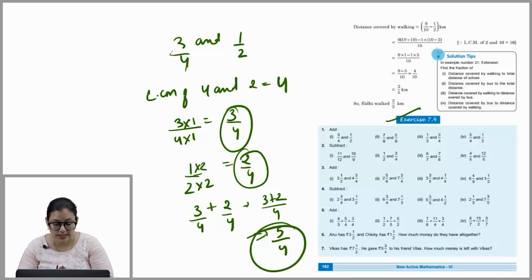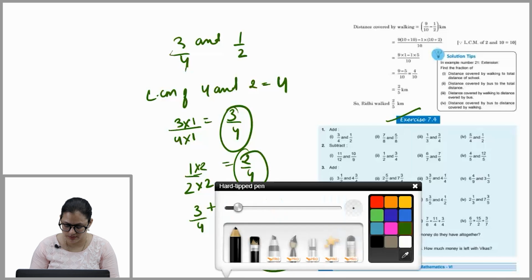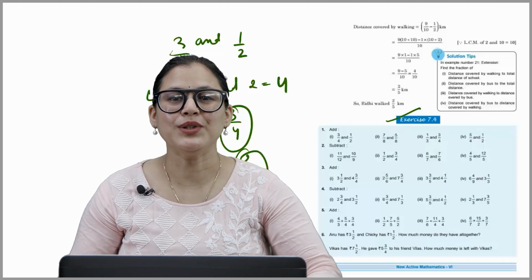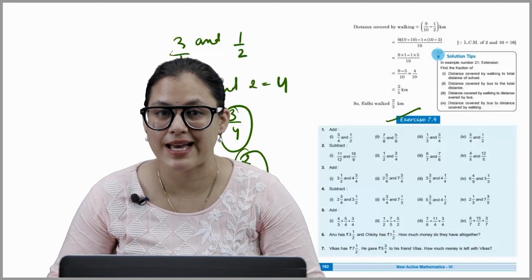5 by 4 is an improper fraction. So what I told you, that don't forget to convert it into a mixed fraction. So the mixed fraction is 1 1 by 4, right? Okay, students, now you will practice the remaining questions in this exercise.